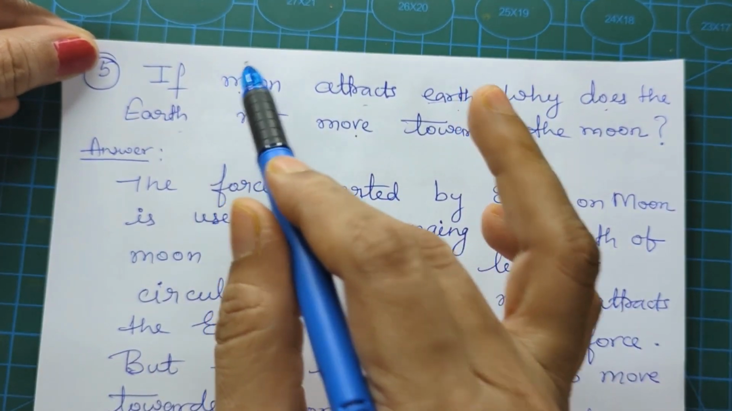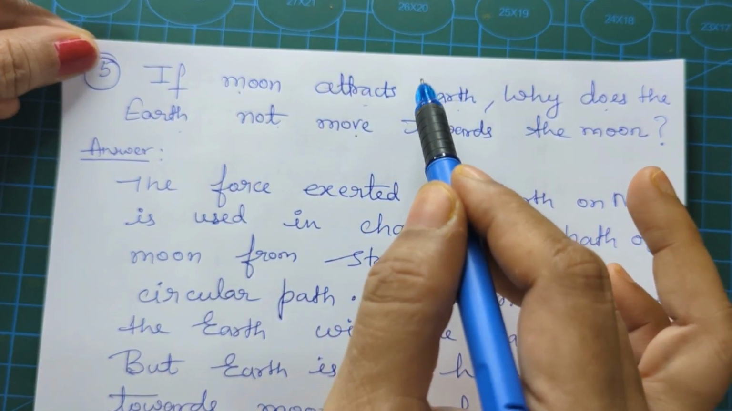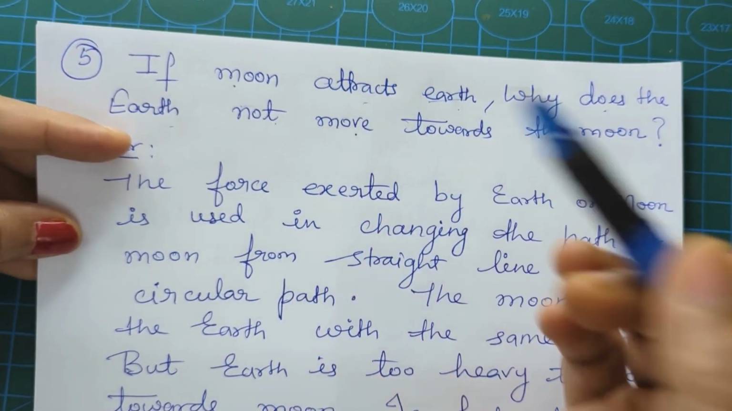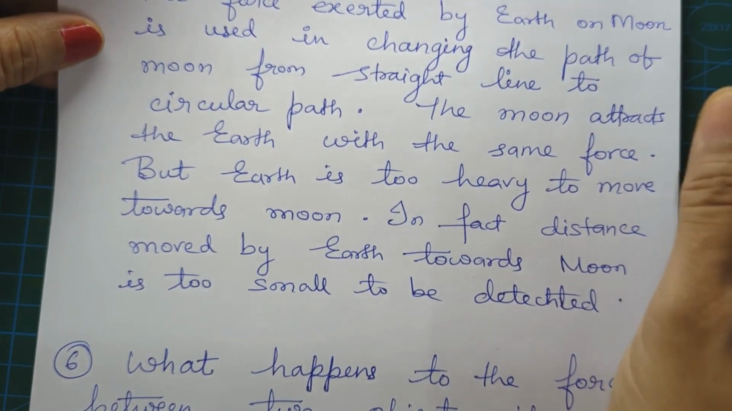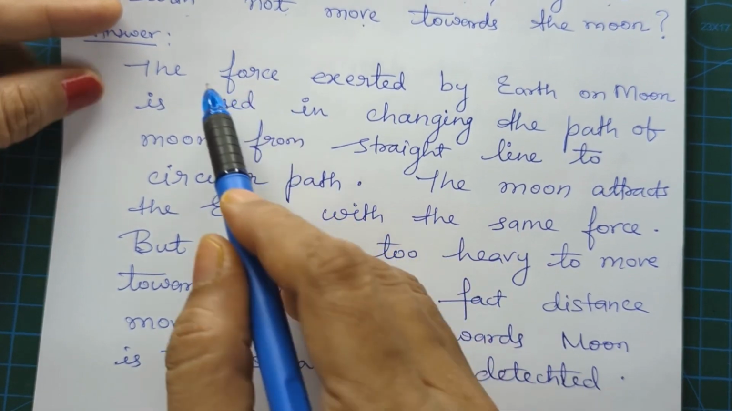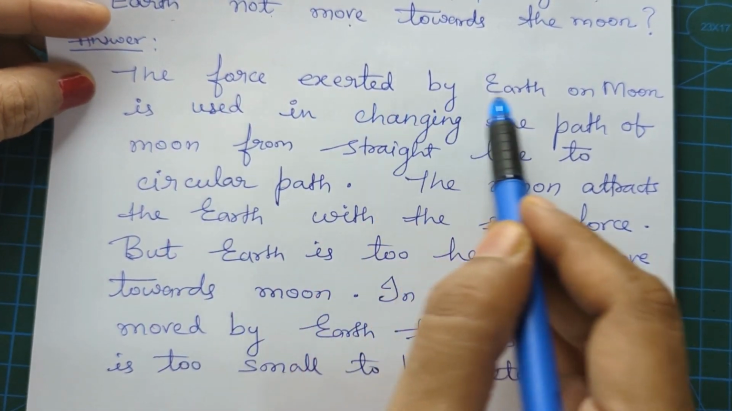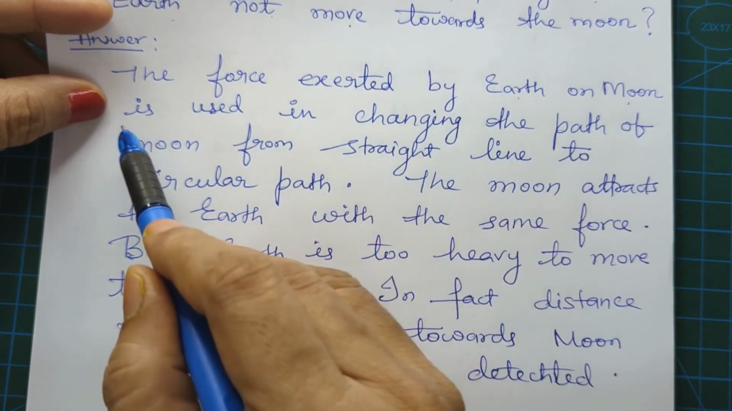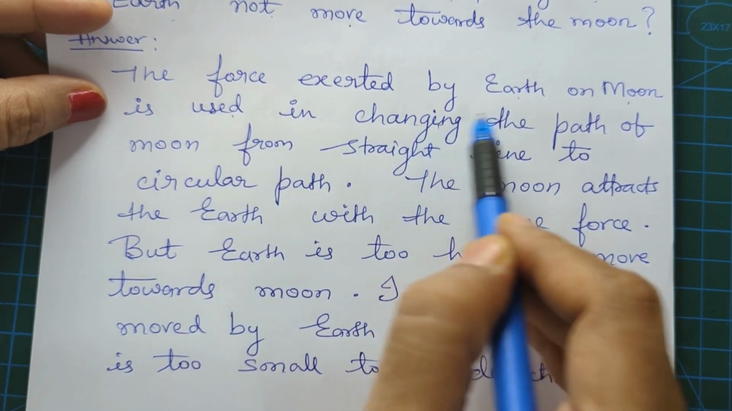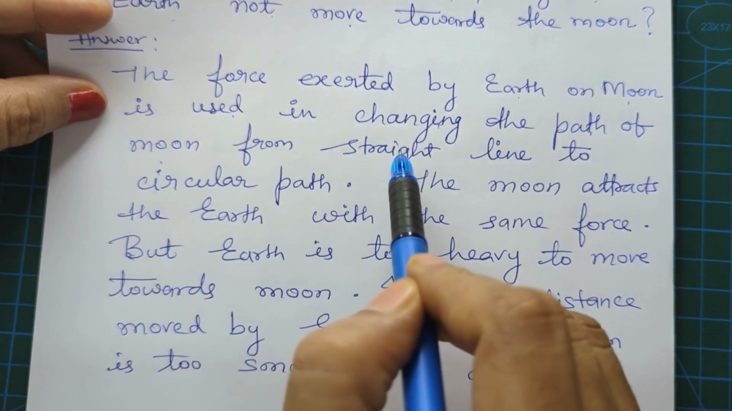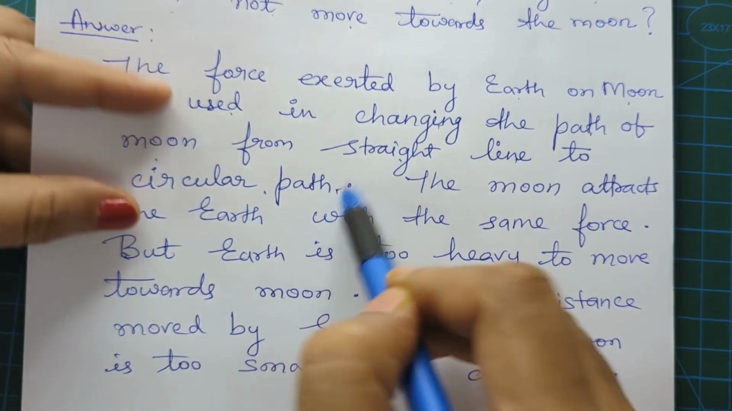Similar way, moon is also pulling earth with the same force, but we don't see earth moving towards moon because of the mass variation. We don't see them, but it happens. So answer is the force exerted by earth on moon is used to change the path of moon from straight line to circular path. What does that mean?